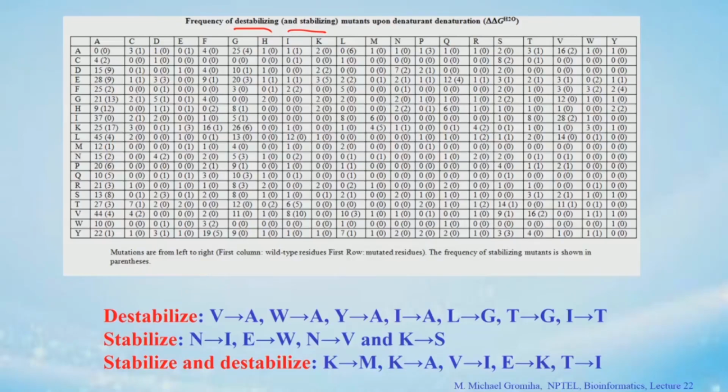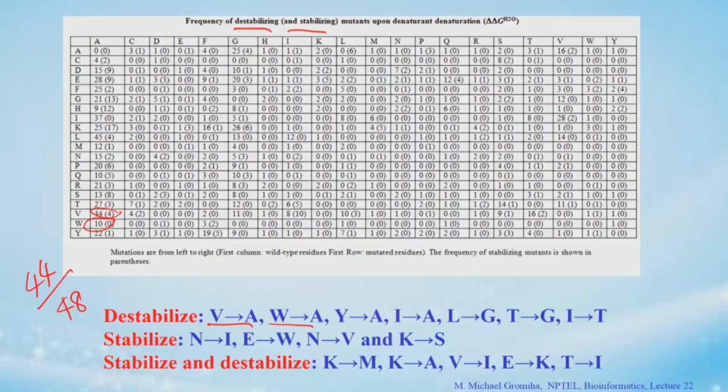For example, valine to alanine. Where is valine to alanine? Here. Most of the mutants are destabilizing. How many in total? 48, and 44 are destabilizing. That means about 90%. Likewise, you can find other mutations which are mainly destabilizing, say tryptophan to alanine, where totally 10 mutants and all 10 are destabilizing.